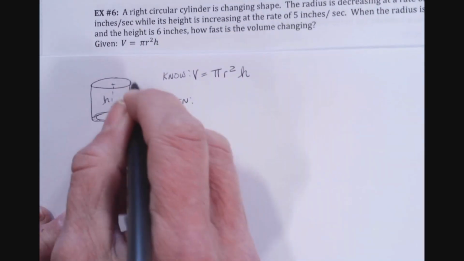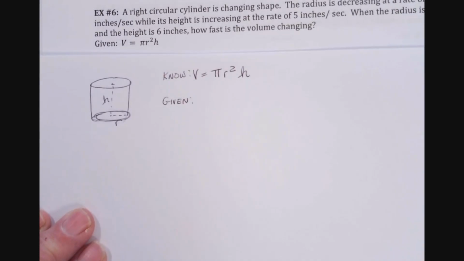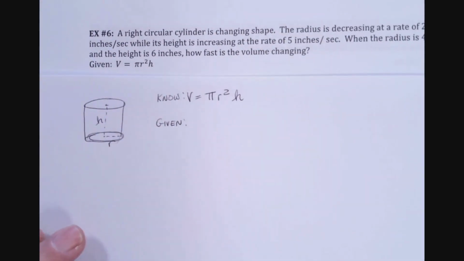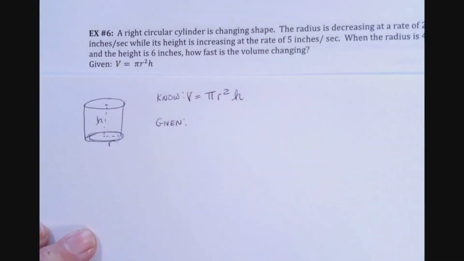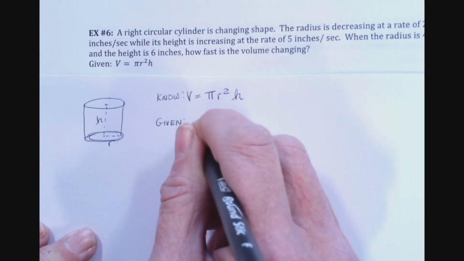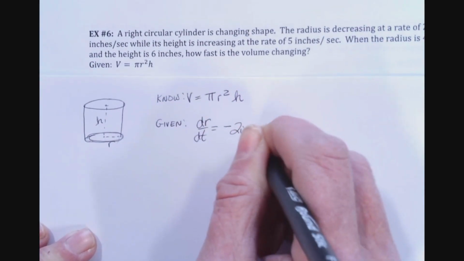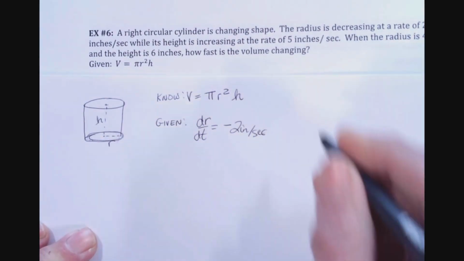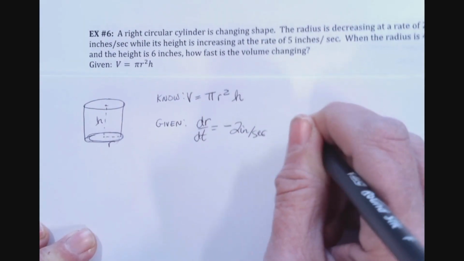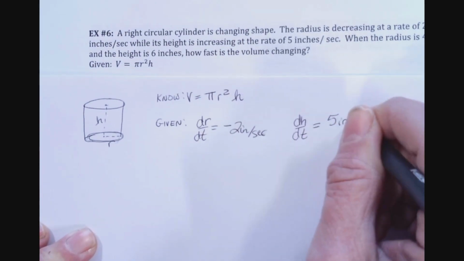Let's draw the two bases, and then we have the radius and the height. Just sketch those in, because those are things that I think are changing. And so let's see, what are we given? The radius is decreasing. So dr/dt would be -2 inches per second. And its height is increasing. So we know that dh/dt would be +5 inches per second.